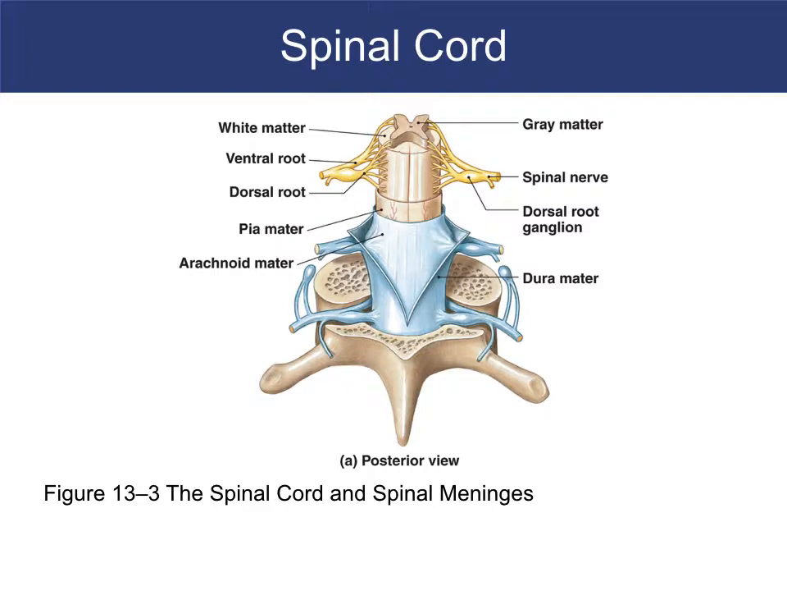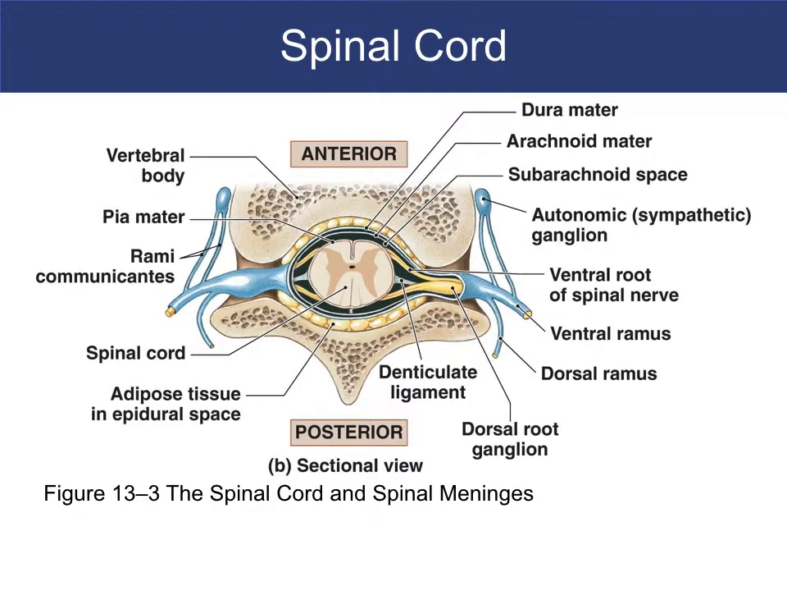Okay, so dura, arachnoid, and pia. Pia mater is the most inner one. The pia pretty much clings right to the spinal cord. You can't really separate it off, just so you know.